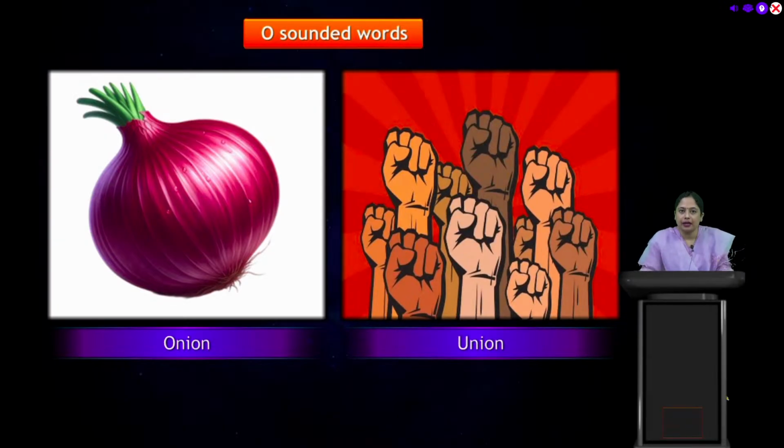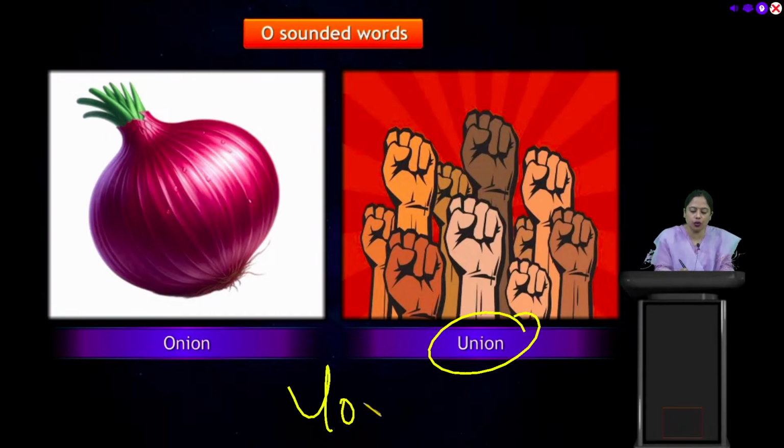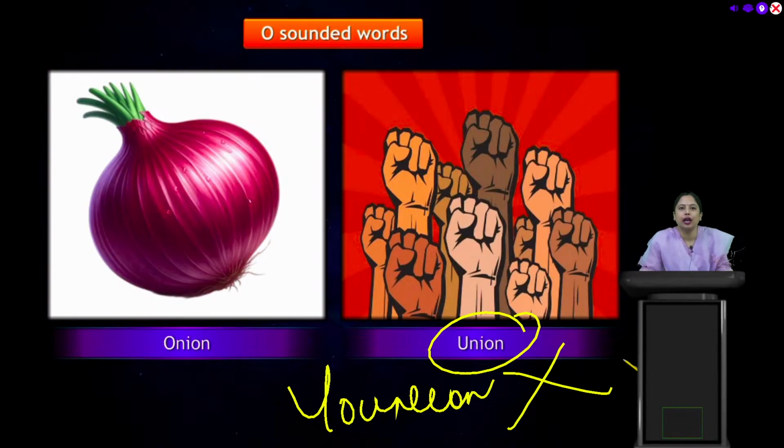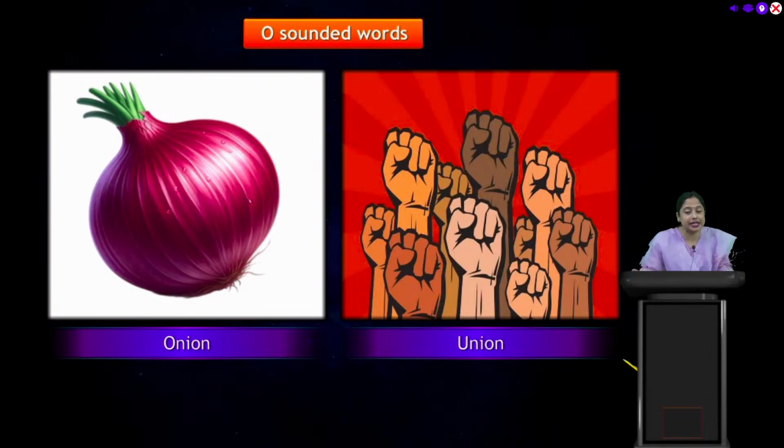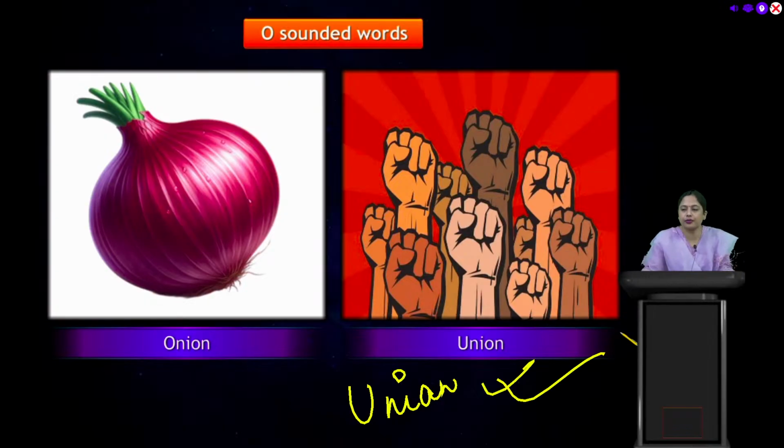Okay. Now look at this word, UNION. Most people would mispronounce this. Again, that is the incorrect pronunciation. What is the right pronunciation? How do we say it? We say it as union. So both here in these two words, the O produces the A sound.